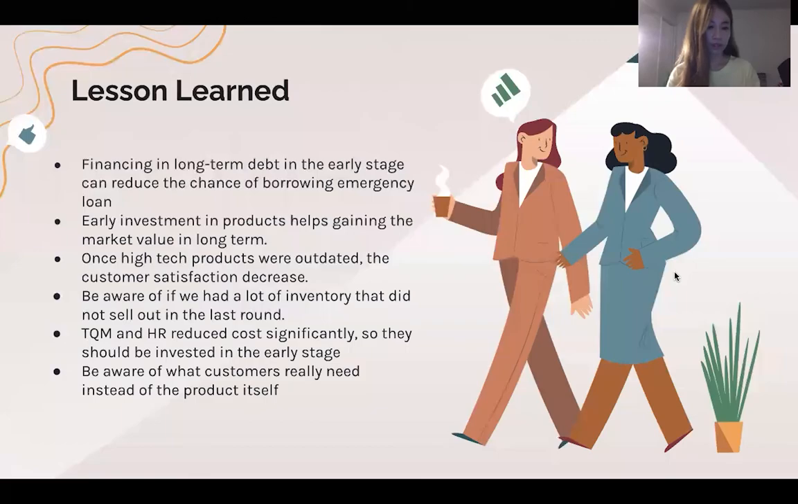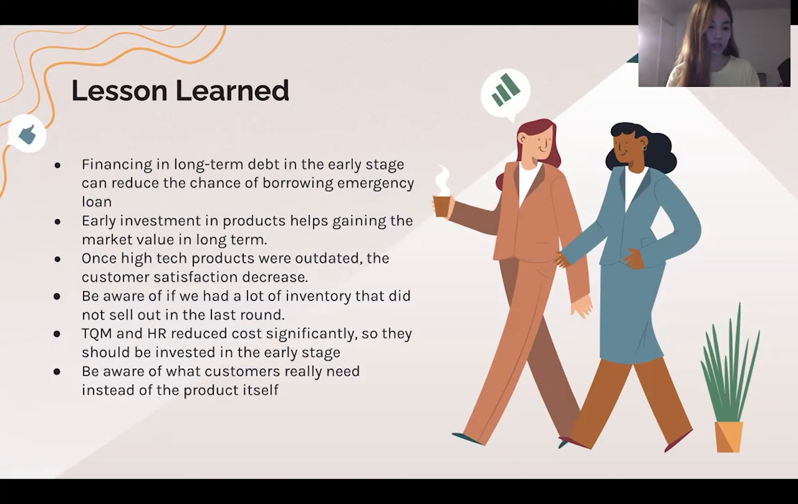Overall, we have learned a lot from several CAPSIM rounds. First, financing with long-term debts in the early stage can reduce the chance of borrowing emergency loans. Secondly, early investment in products helps gain market value in the long term. Thirdly, once high-tech products were outdated, customer satisfaction decreased. Besides, be aware if we had a lot of inventory that did not sell out in the last round. And TQM and HR reduce costs significantly, so they should be invested in at the early stage.